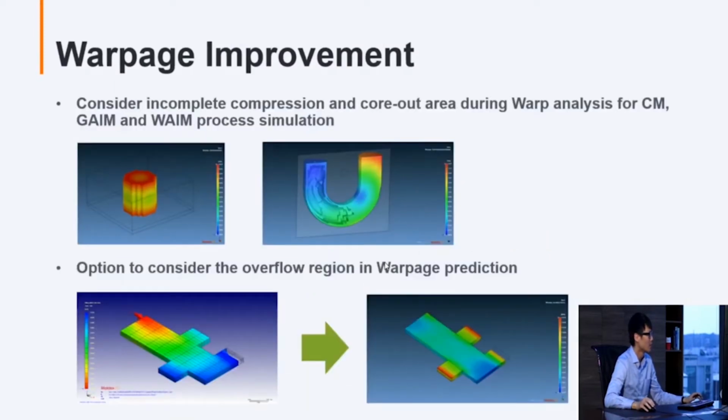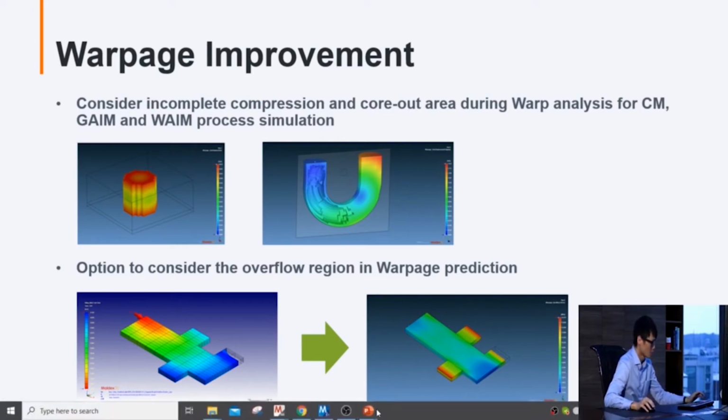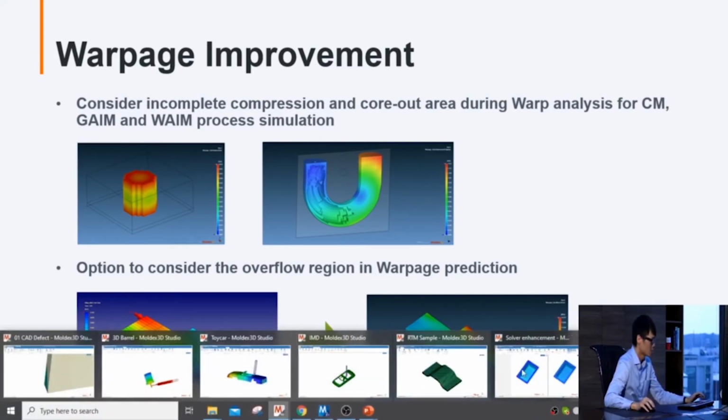Okay, and the next improvement is about the warpage. So in R17, it's not possible to consider the right warpage prediction when the process is not complete, like when there's a short shot or the compression zone is not 100% closed. For example, I have a simple case.